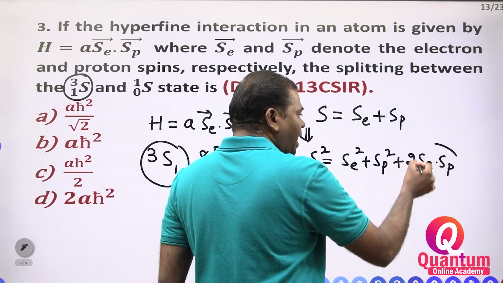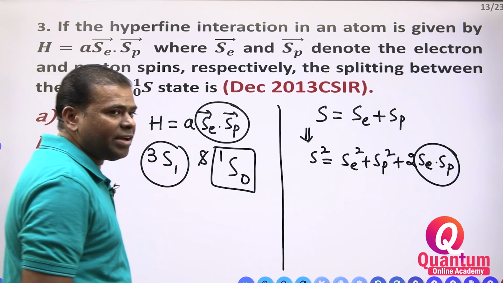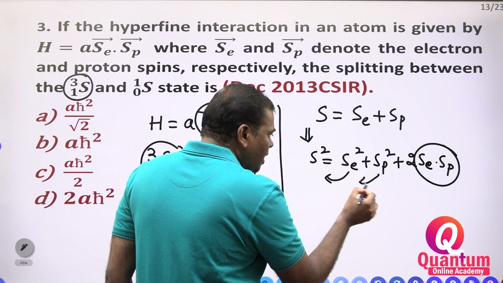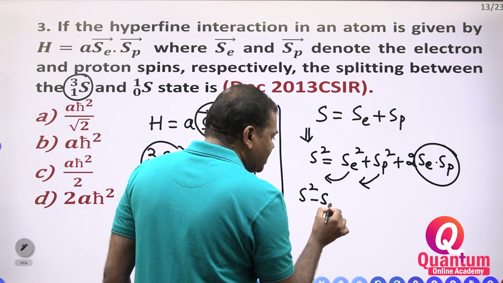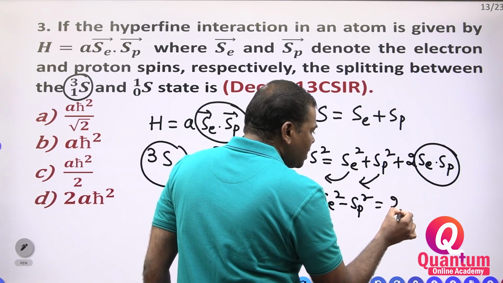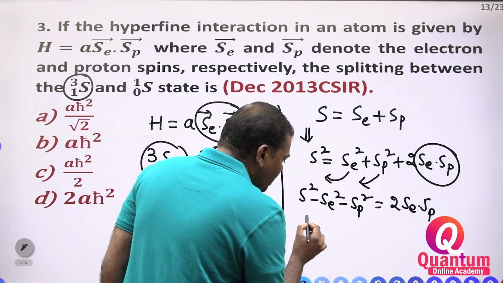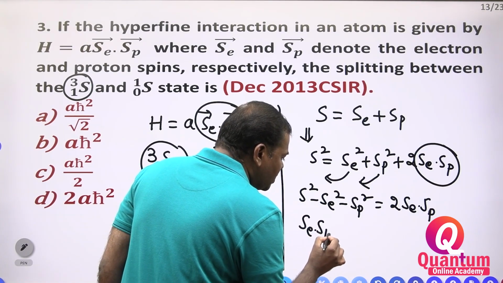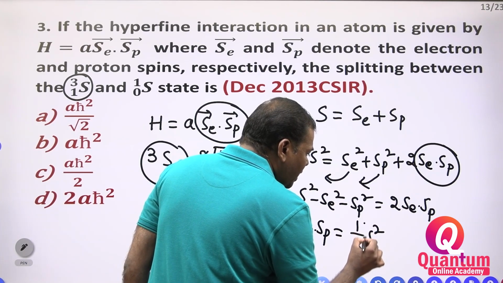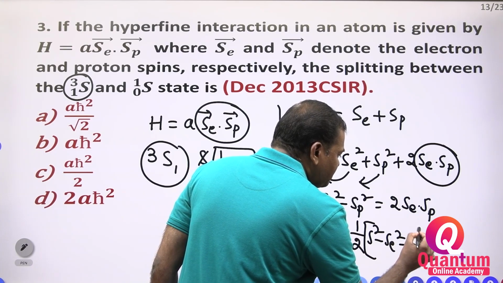This is the interaction term. Interaction term they are giving, that one you have to find out. You bring this side: S square minus Se square minus Sp square is equal to 2 into Se dot Sp. So Se dot Sp is equal to 1 by 2 into S square minus Se square minus Sp square.